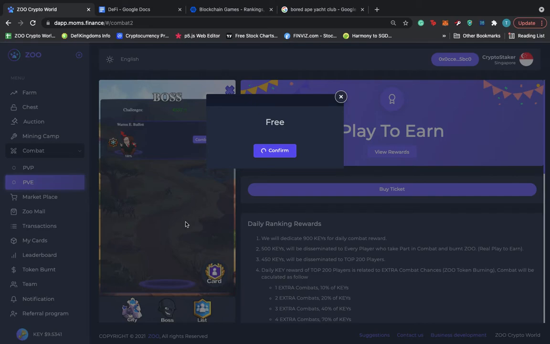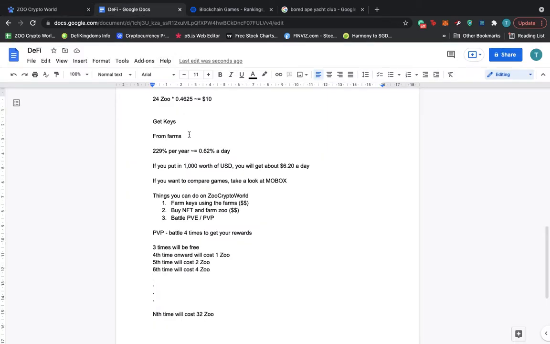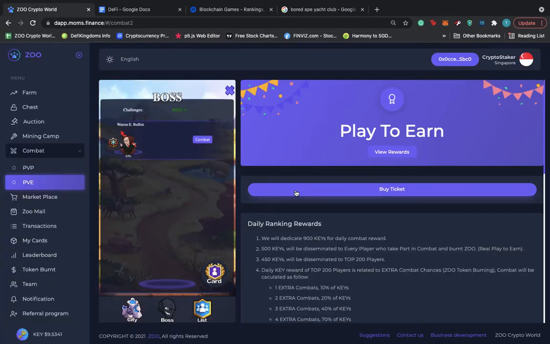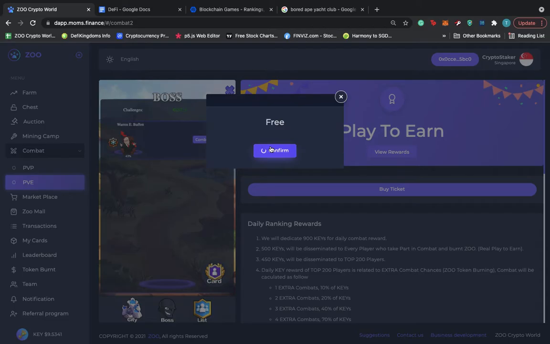So you buy 4 tickets. The first 3 are free, the 4th one costs 1 zoo, the 5th one costs 2, the 6th one costs 4. So it's just a multiplier of 2. The 7th one costs 8. Actually, I got time to write this down. The 8th time will cost 16 zoo, and the 9th time will cost 22 zoo.